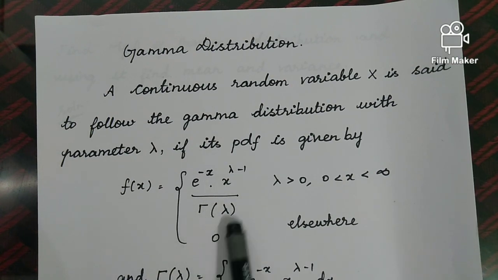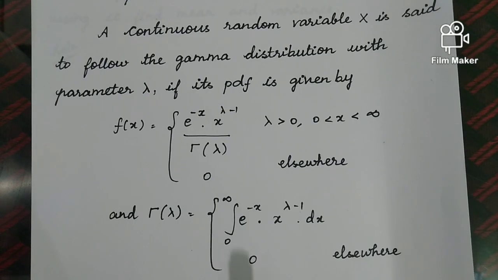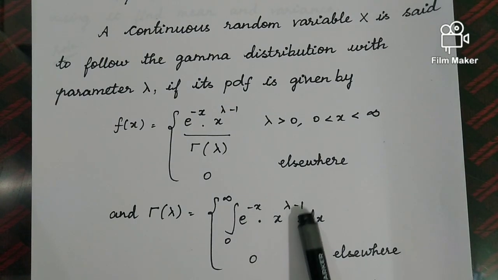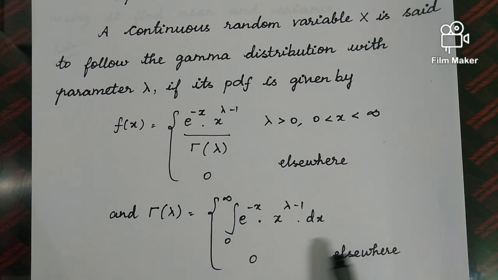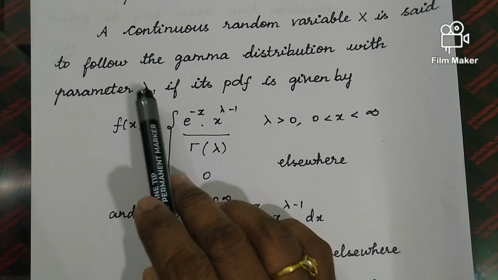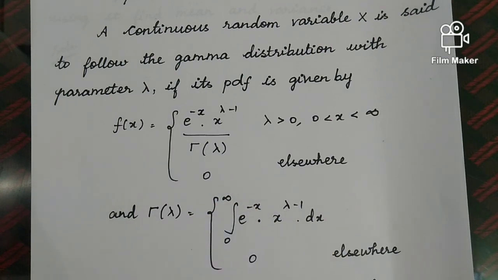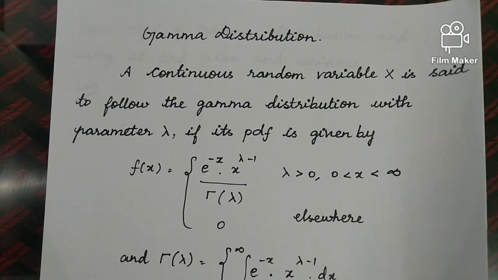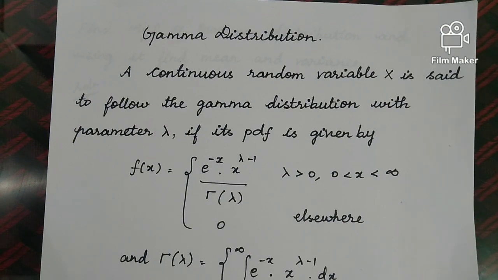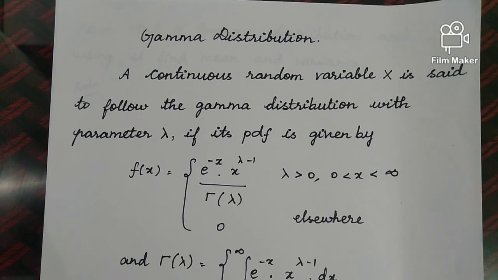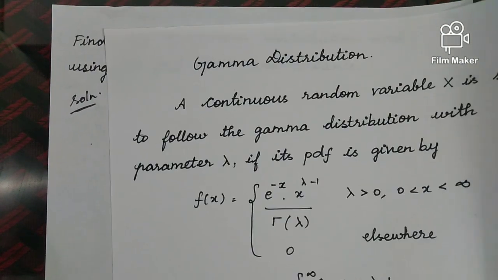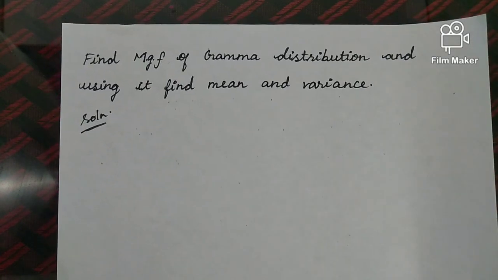Here we have used the gamma of lambda result, that is integral 0 to infinity e power minus x, x power lambda minus 1 into dx. So, for the gamma distribution the parameter is lambda. In the previous class we discussed the normal distribution, its mean, variance and all. The leftover questions we can continue in the class.